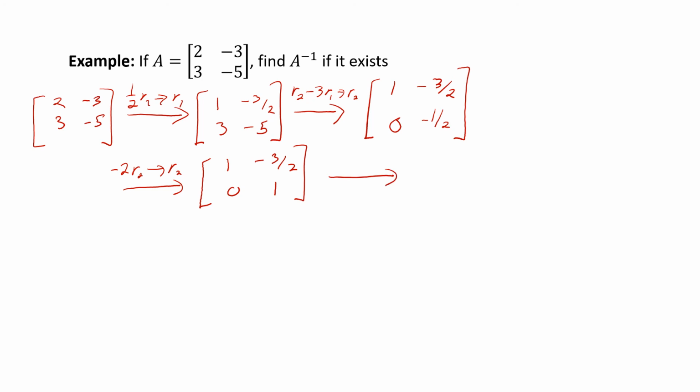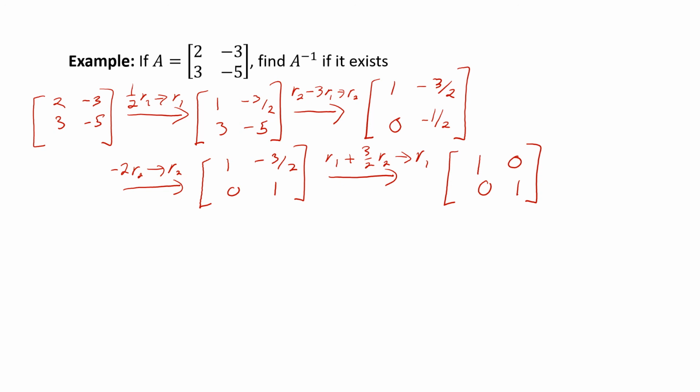Now let's get rid of that final number, the top right corner. If we do row 1 plus 3 over 2 R2 is the new row 1, we get 1, 0, 0, 1. We get the identity matrix. So we have the identity matrix from our theorem. That means that it's invertible. Now, what is the inverse?